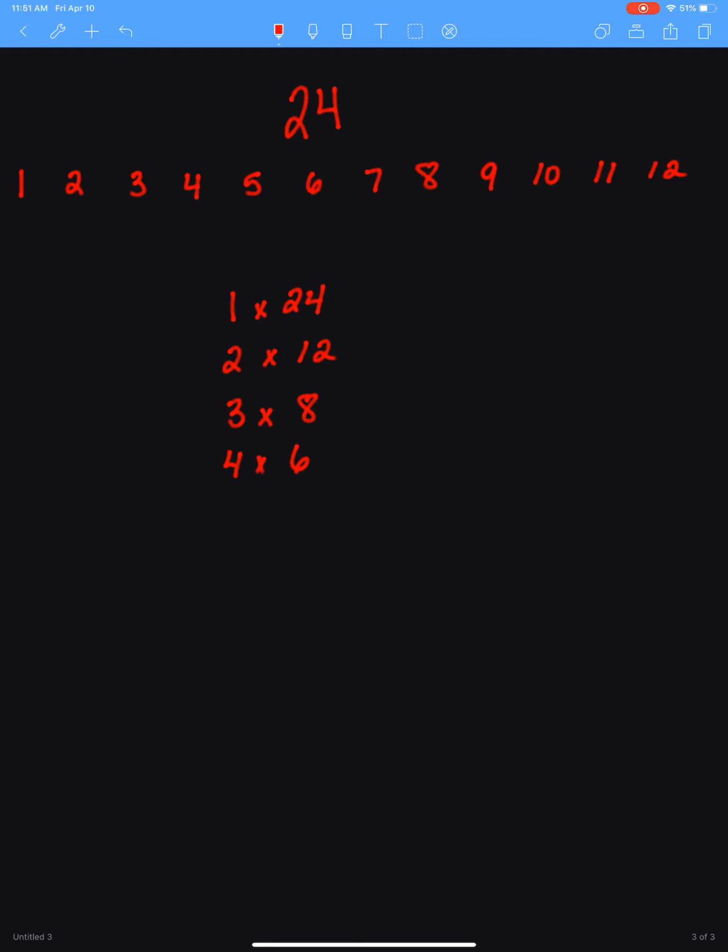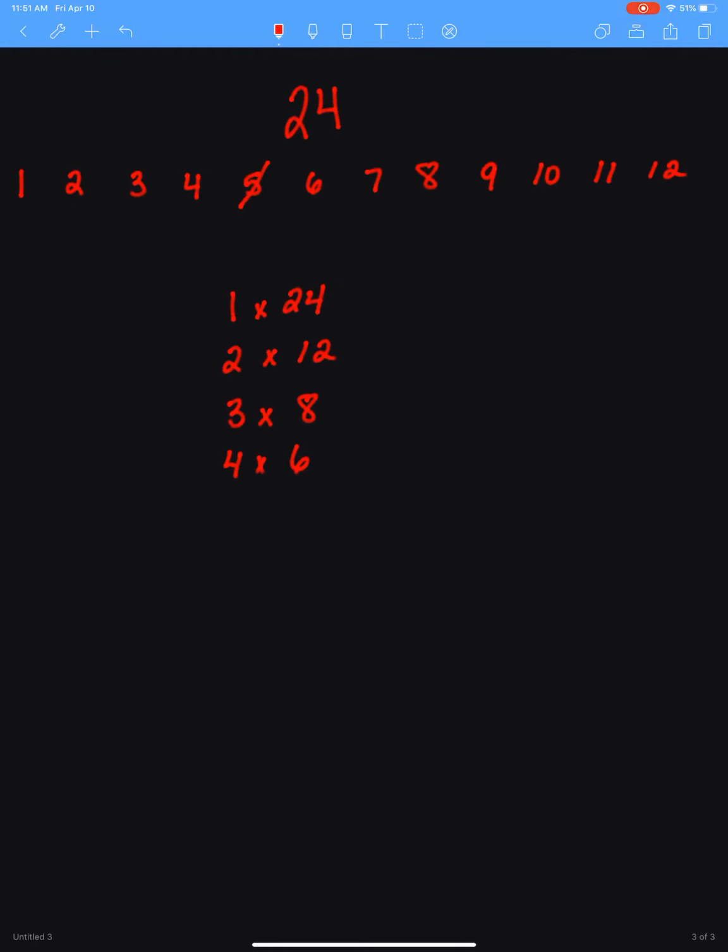Now we move to 5. The rule for 5 is that if the number ends in a 0 or a 5, then 5 will be a factor. 24 doesn't end in a 0 or 5, so I'm going to cross that off because it's not going to be a factor of my number. Now we move to 6. We already have 6 listed here in our factors list. Once you hit a number that you already have, you can stop because you know that anything past that number, you're going to have to multiply something from before. So once we hit something like that, we're done.